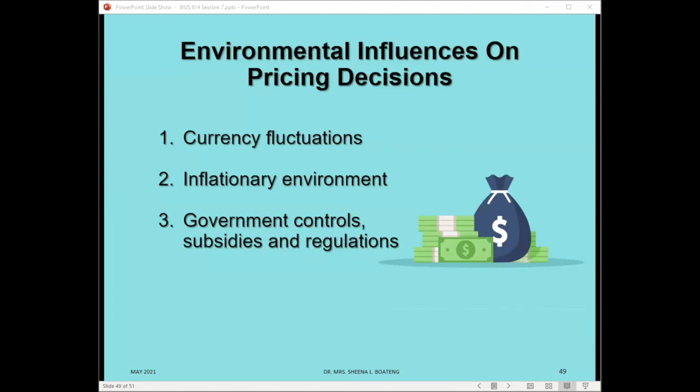Priscilla, you said hedging is important to cater for inflation. Okay, Priscilla, can you quickly clarify?